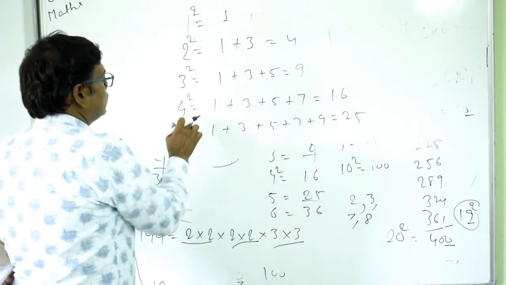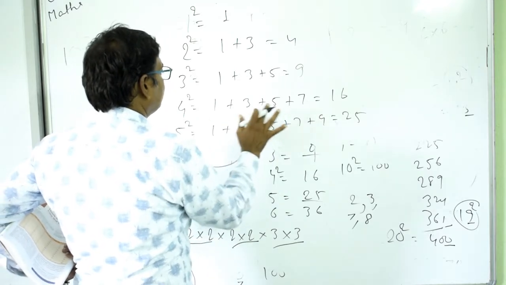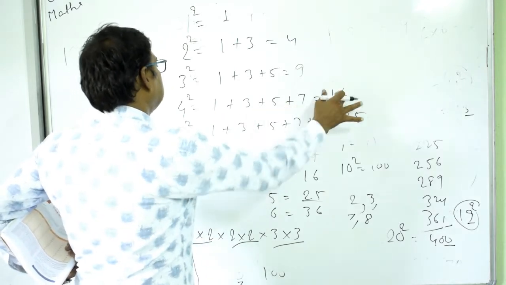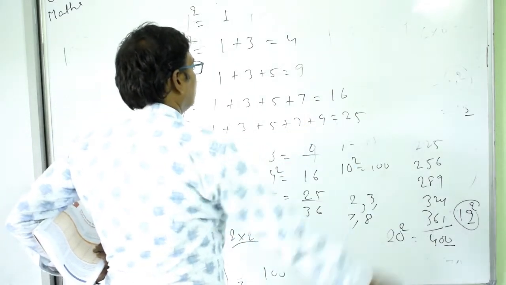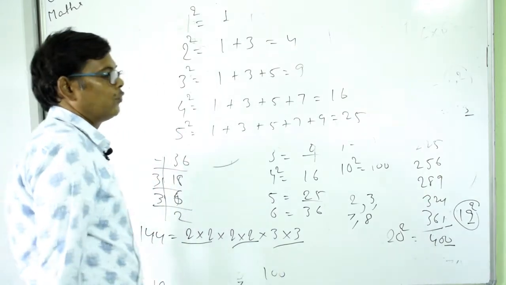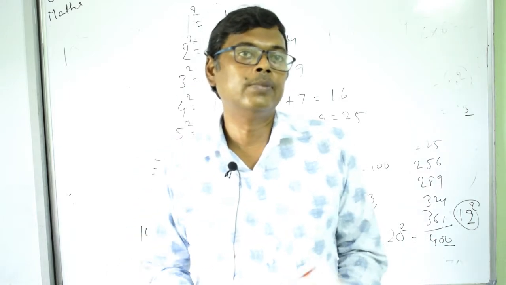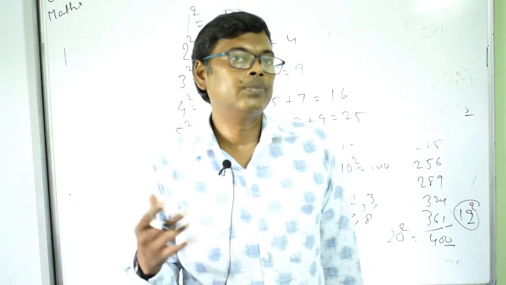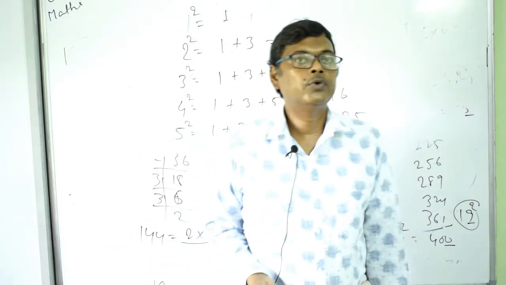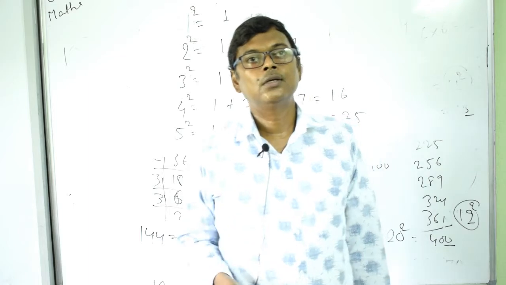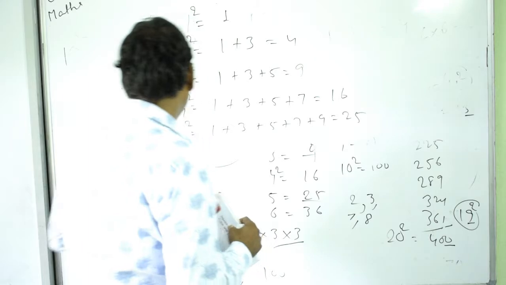Similarly for 4 square, add the first 4 odd numbers. The first 4 odd numbers are 1, 3, 5, 7. When you add, you will get 16. And similarly 5 square equals 1 plus 3 plus 5 plus 7 plus 9 equals 25. So this is the property. Whatever number is given to you, if you are told to find its square, for example the square of 13, you will add the first 13 odd natural numbers, and then you will get the square, 169.